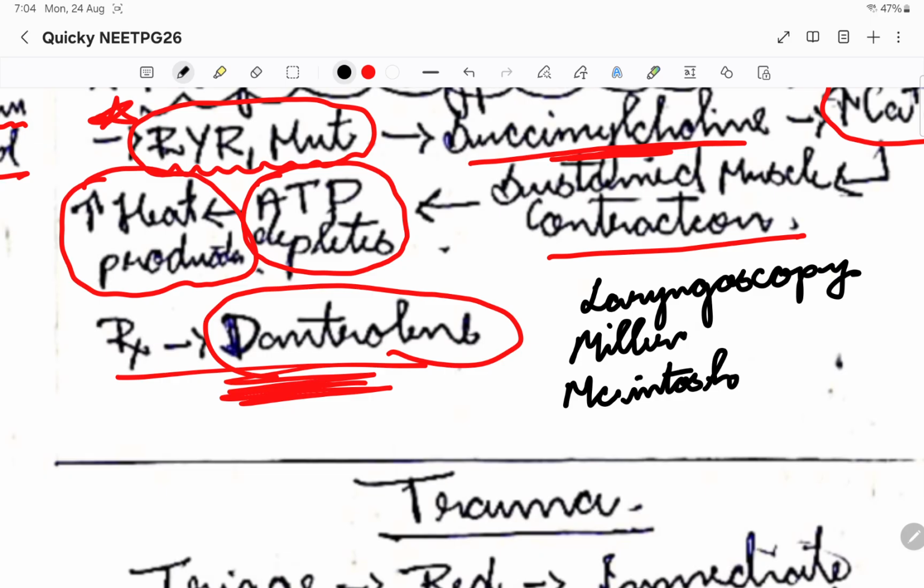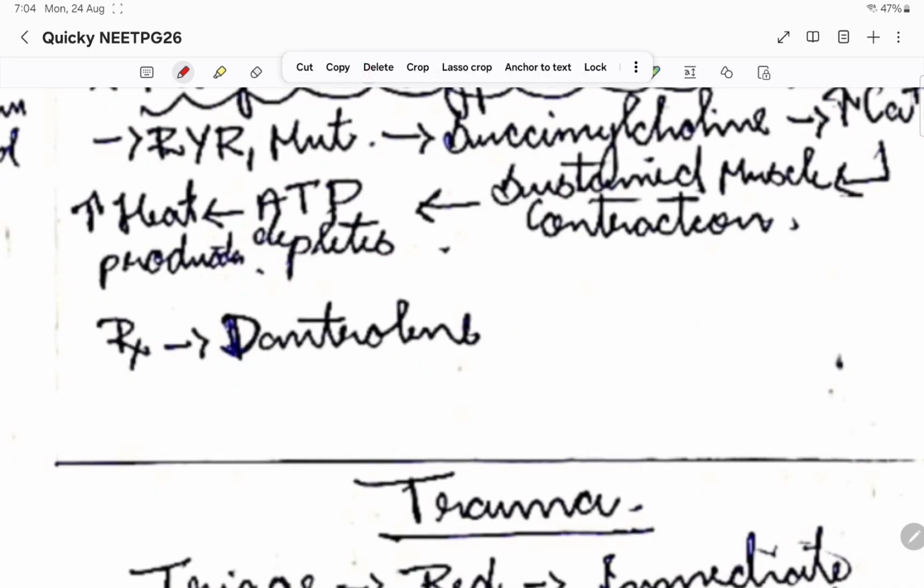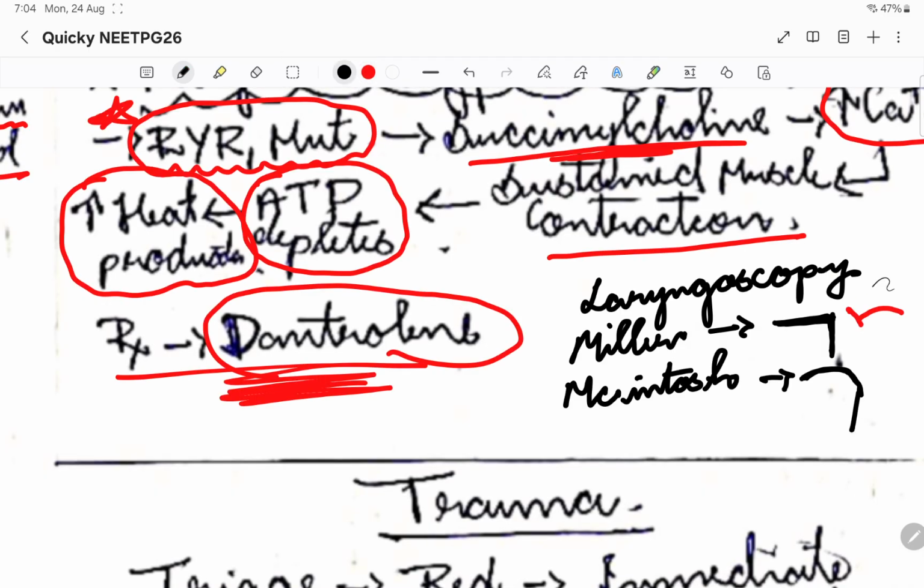Miller is a straight blade, whereas Macintosh is a curved blade. Miller's blade we generally use in laryngomalacia and similar patients where we have to go behind the epiglottis. For example, let us take this as the tongue, and this is the epiglottis. We put the blade directly behind the epiglottis and lift the epiglottis to visualize the larynx, or the vocal cord.